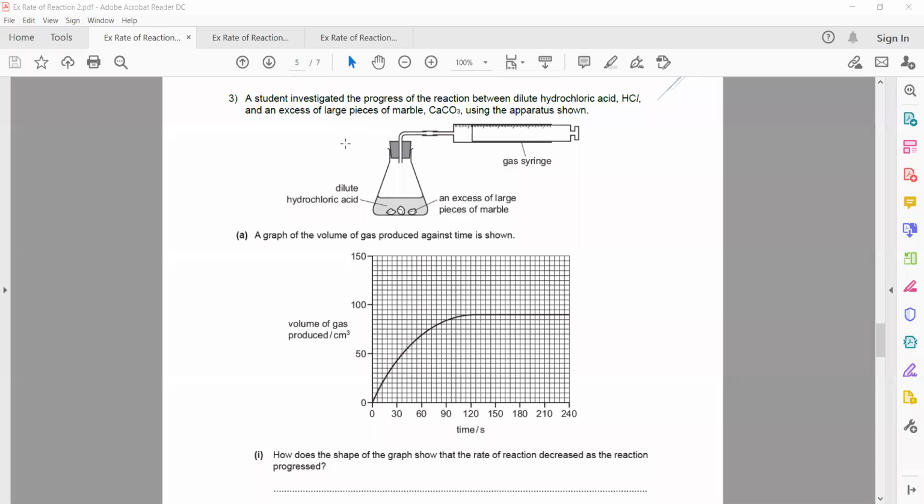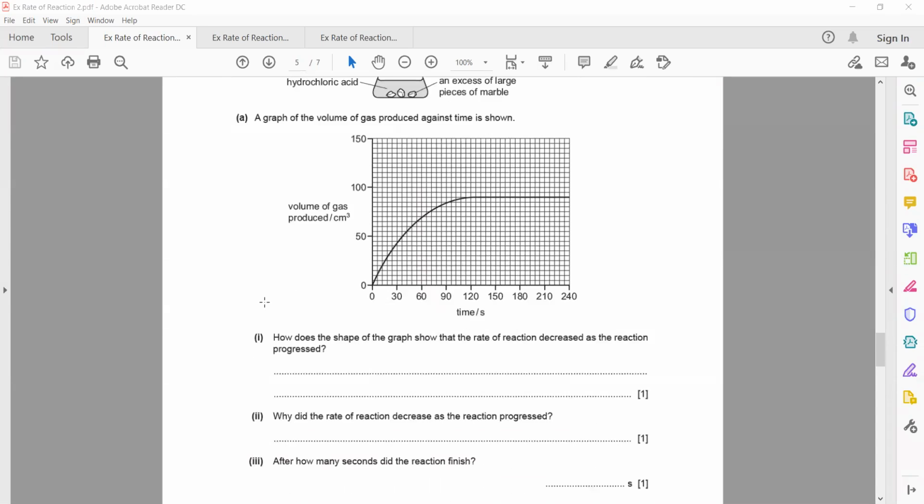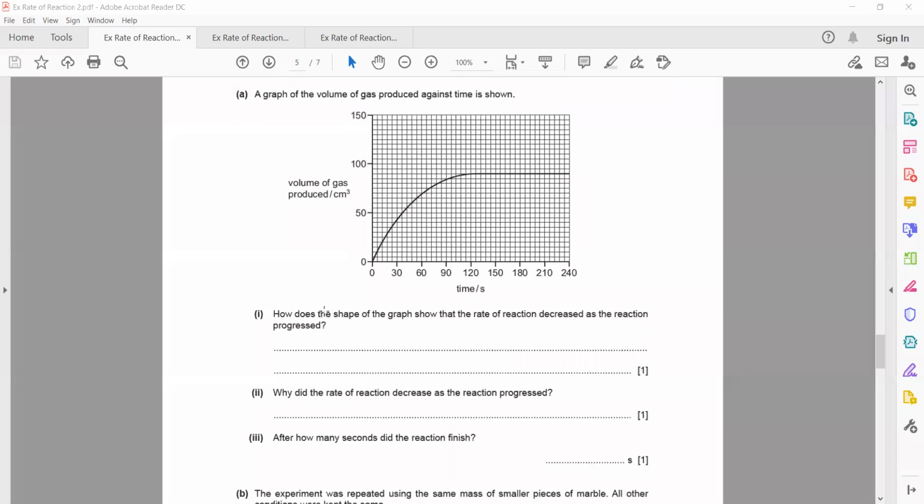So in this experiment, a student investigated the progress of a reaction between dilute hydrochloric acid and excess calcium carbonate. We did the first three parts. The first part: how does the shape of a graph show that the rate of a reaction decreases? Because the slope is decreasing, that's why the rate decreases. Why does the rate of a reaction decrease? Because the number of reactant particles decreases.